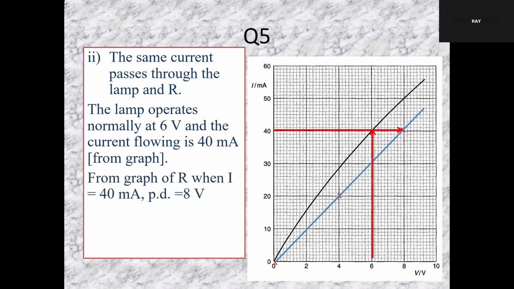And then from the graph, you can read 8 volt, and then add them up together. Sum of EMF, right? So across the lamp is 6 volt, across R is 8 volt, so it's 14 volt.